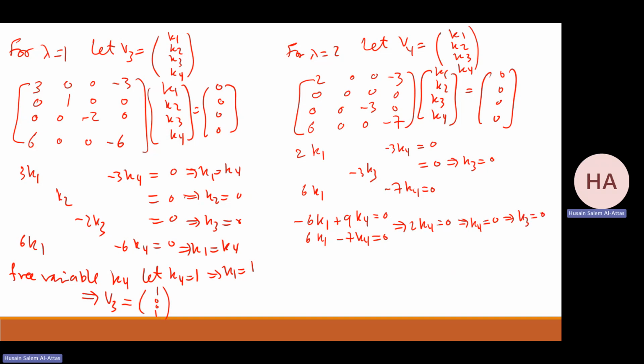Who is my free variable? K2. Free variable will be my K2. So I let K2 equal to 1. So it will be V4. That will be 0, 1, 0, 0.